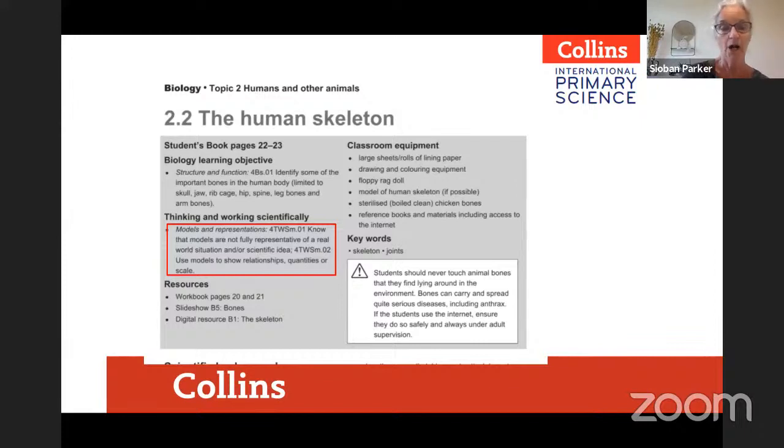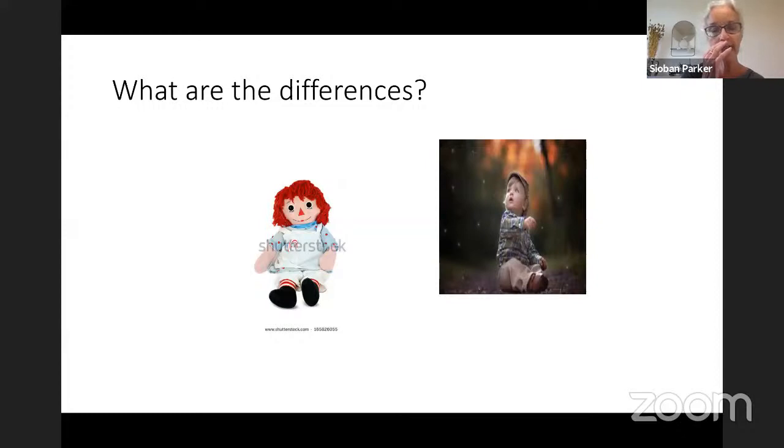Now, following the guidance in the teacher guide, I get my learners to think about the differences between the ragdoll that you can see on the left, and I would sometimes get a young learner to sit on their chair, either sitting straight or floppy like the ragdoll. Or if I haven't got a ragdoll, I would get one learner to be floppy and the other learner to be sitting normally. And I would get them to think of the differences.